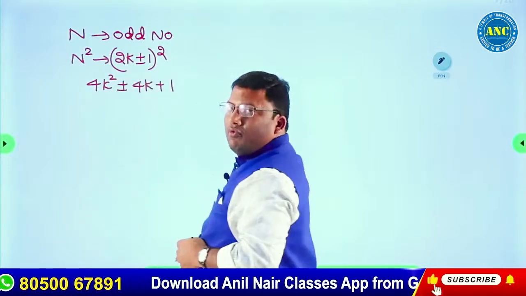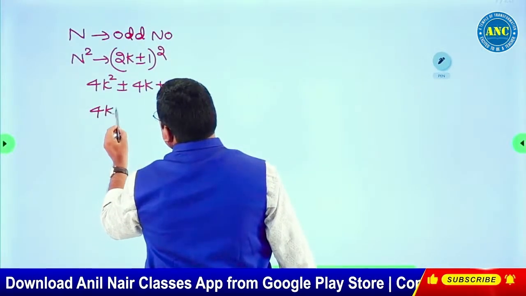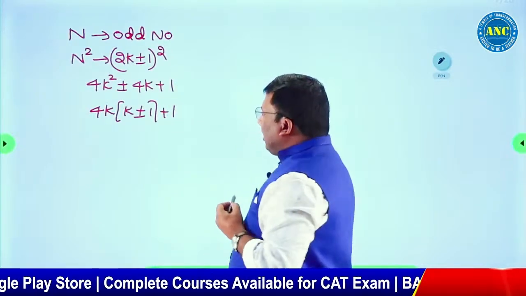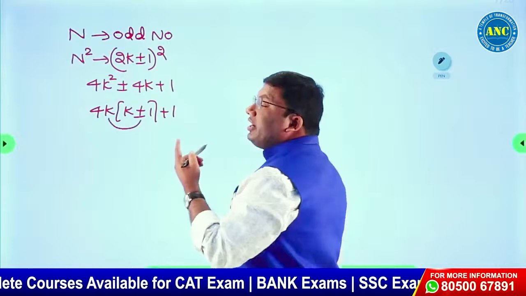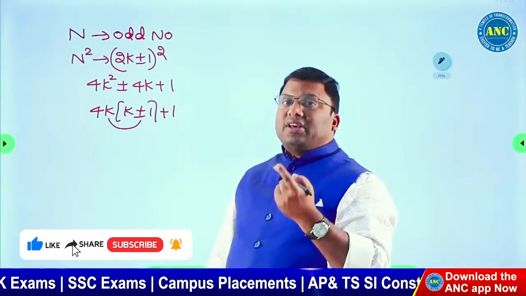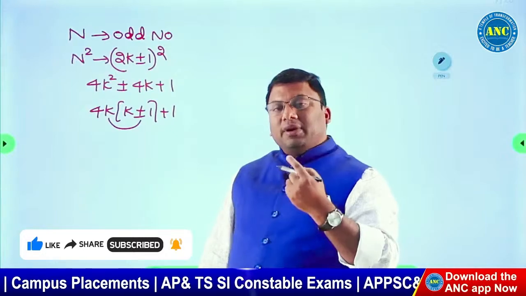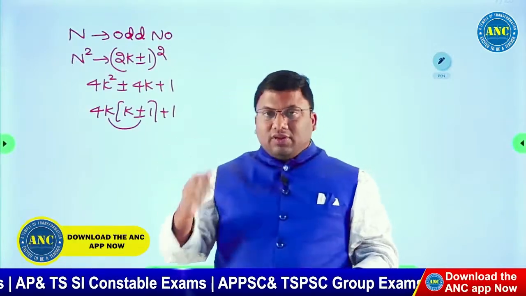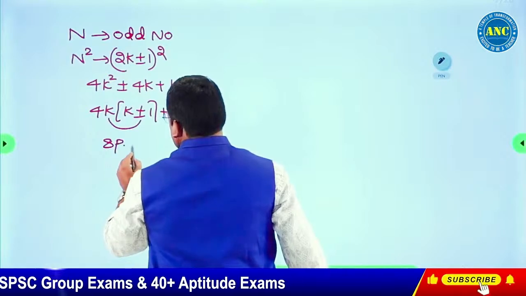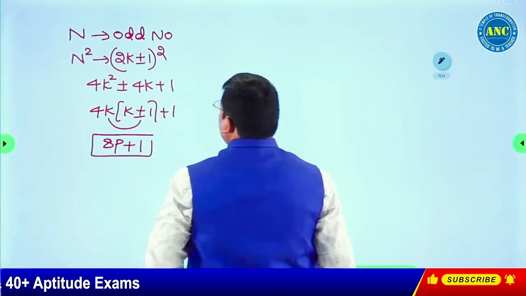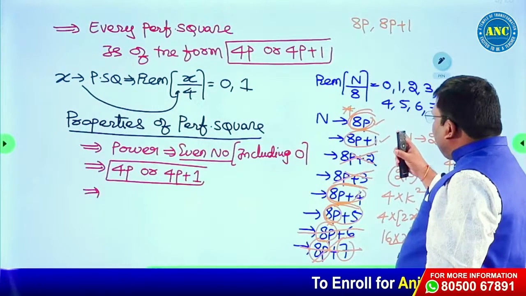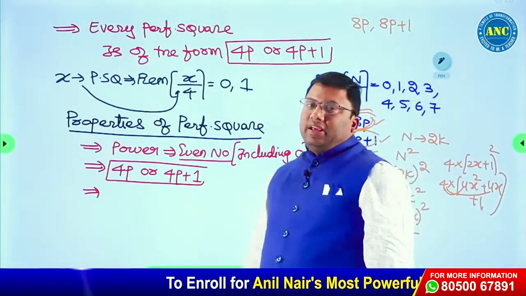Are you all with me? Now if I take 4k common, this becomes k into k plus or minus 1, plus 1. K into k minus 1: these are two consecutive natural numbers. The product of two consecutive natural numbers is always divisible by 2. K into k plus 1 is also a product of two consecutive numbers. Both will be divisible by 2, and 2 fours are 8, so 8 into something plus 1. That means the 8p plus 1 form will definitely arise. I hope the idea is clear. So 8p came, 8p plus 1 came.